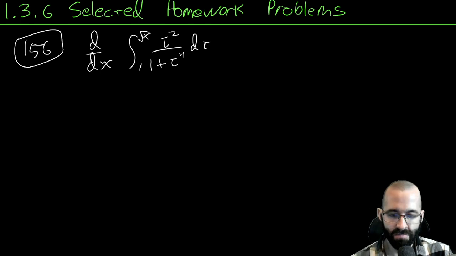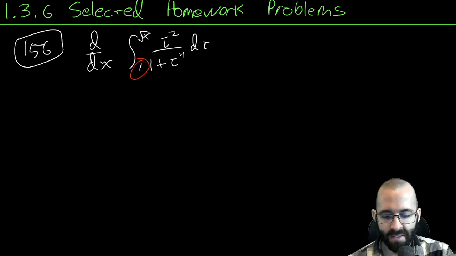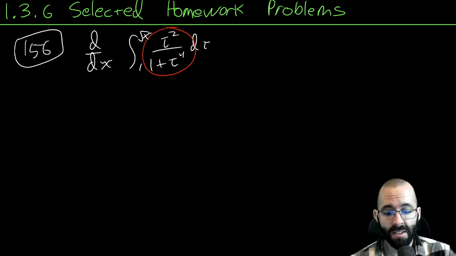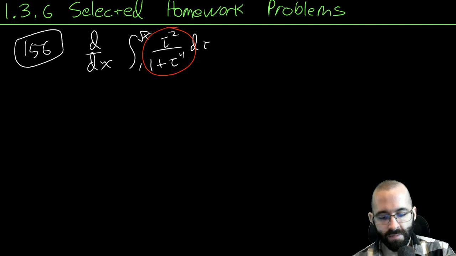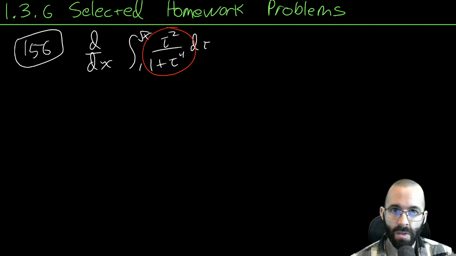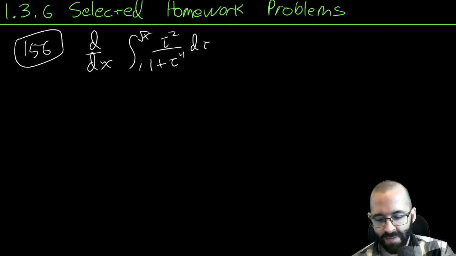The actual theorem has a little bit more subtleties, right? The lower limit has to be a constant, and the integrand has to be continuous. And this one does have that. We got a constant, we got a continuous integrand. Remember, just the function inside the integral. So we can just do the thing and simplify.